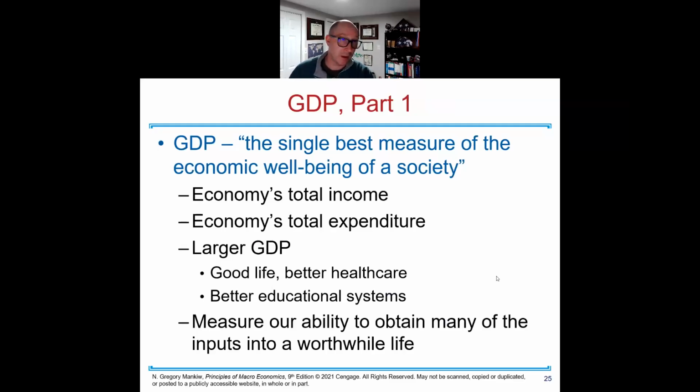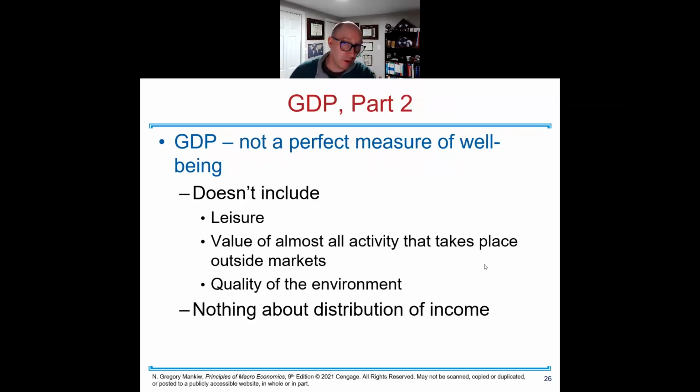GDP. But it ain't perfect. Okay? GDP is not a perfect measure. It's a really good measure, but it's not perfect. Why is it not perfect? It does not include things like taking vacation, value of other activities that take place outside of the United States, the quality of the environment, distribution of income, etc. Therefore, it's not quite perfect. It's a very good measure, though.